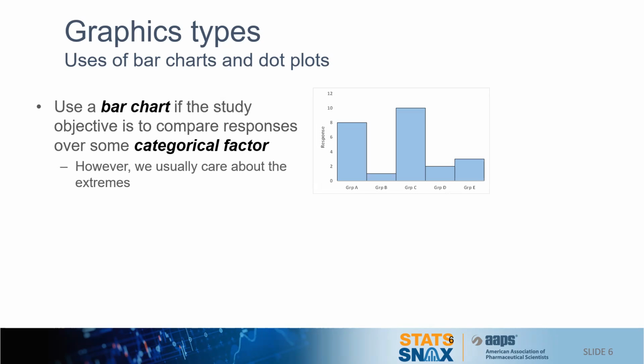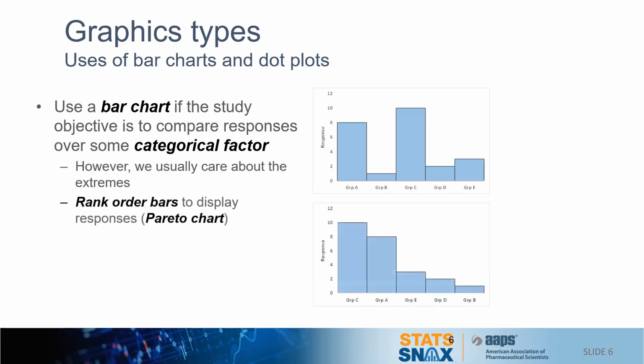However, we're usually most interested not in that particular distribution, but in the extremes. So an alternative would be to rank order the bars to display the responses, showing in this case, as you might see in the upper panel, but more clearly see in the lower panel, that groups C and A give you the highest responses, if that's what you're looking for, while the other responses are much less.